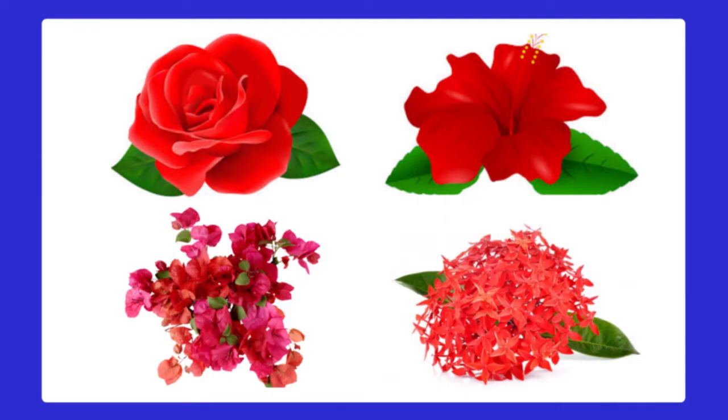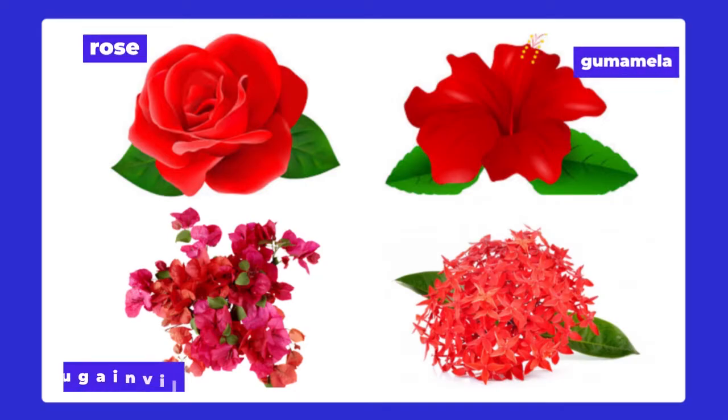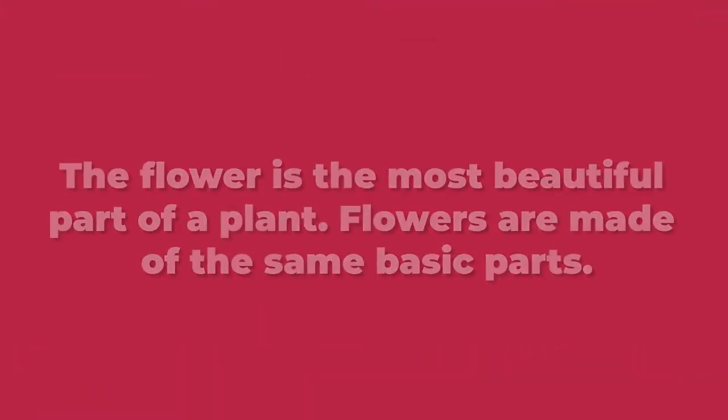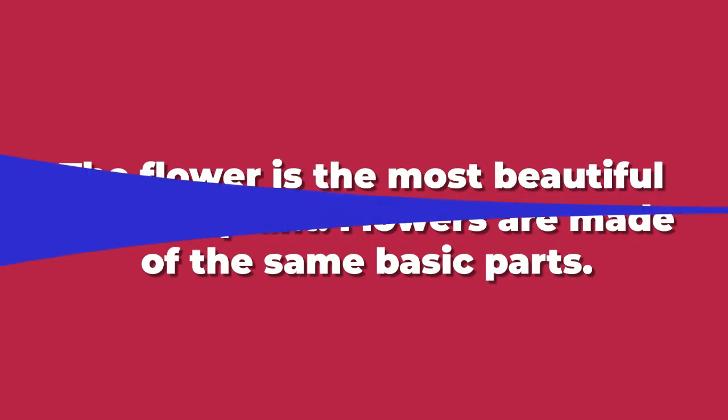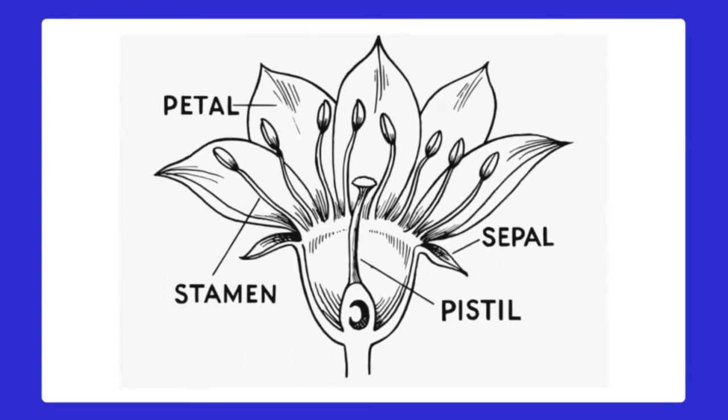Let's identify the following flowering plants. Rose, gomamela, bougainvillea, santan. The flower is the most beautiful part of a plant. Flowers are made up of the same basic parts. Look at this picture. A flower has four major parts: sepals, petals, pistil, and stamen.